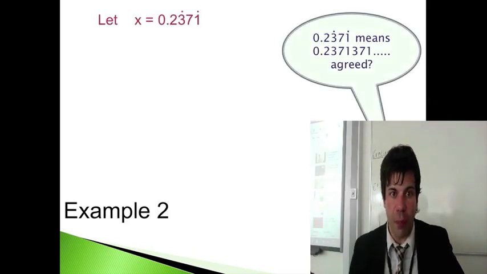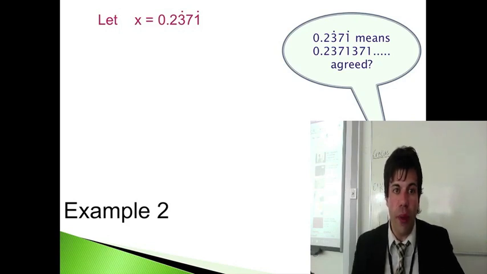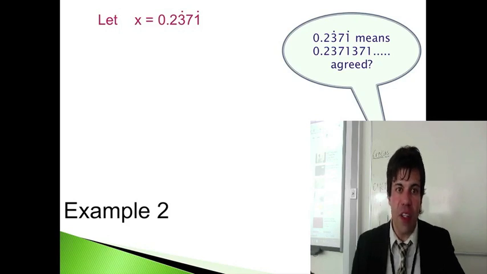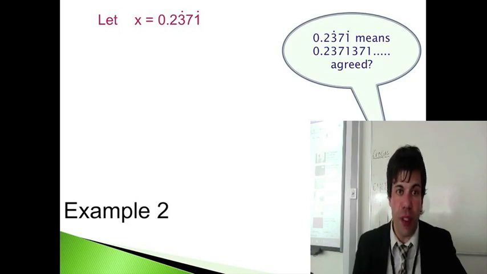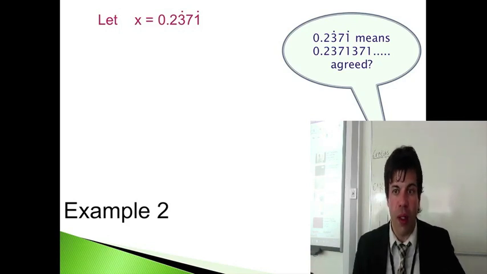Let's look at a second example. It's written to 4 decimal places. 0.2371. The recurring decimal points are on the 3 and the 1. That means that everything between those decimal digits, including those 2 decimal digits, are recurring. The 371 recurs. So this decimal 0.2371 recurring simply means 0.2, 371, 371, 371, etc., etc.